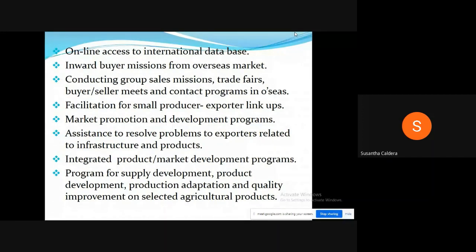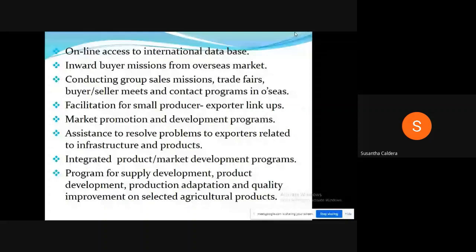And especially, they can easily support the entrepot trade in Sri Lanka.